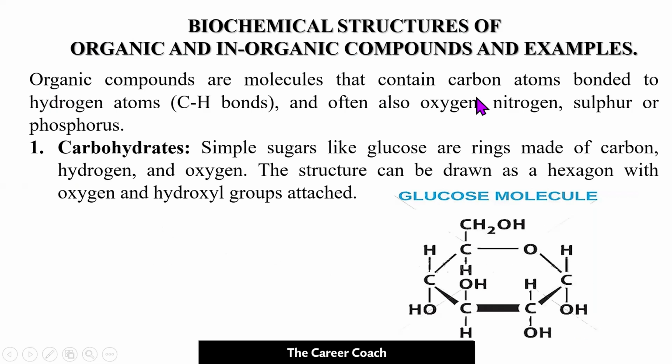Organic compounds are molecules that contain carbon atoms bonded to hydrogen atoms, like we see carbon to hydrogen bonds, and often also oxygen, nitrogen, sulfur, or phosphorus. The first one is carbohydrates. It's a simple sugar like glucose. They are rings that are made of carbon, hydrogen, and oxygen. The structure can be drawn as a hexagon with oxygen and hydrogen groups attached. We can see the diagram of the glucose molecule shaped like a hexagon. You can see the shape, you can see the diagram. You can practice it in case you are asked to draw. Most likely, you may not be asked.